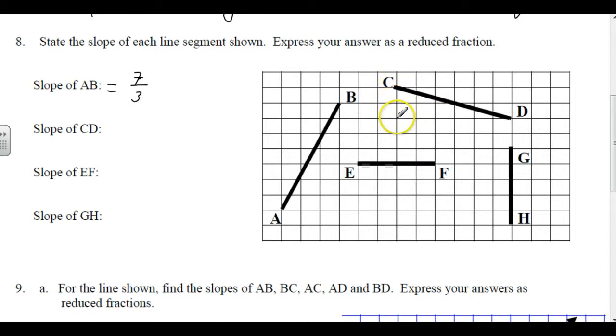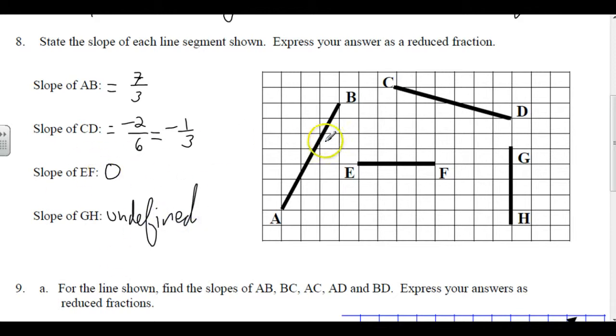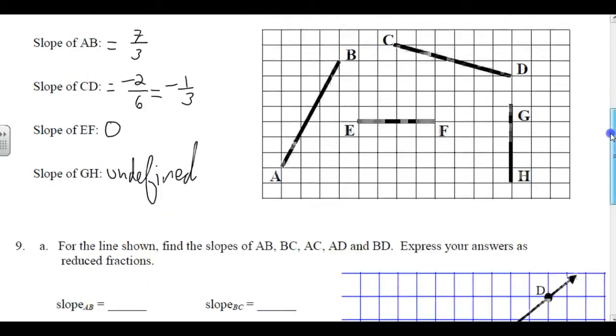CD, we go 1, 2 down. 1, 2, 3, 4, 5, 6. So down 2, 6, reduce, negative 1/3. Slope of EF, horizontal line is 0, and a vertical line is undefined. We don't need to do any calculations here or counting. We can just identify.